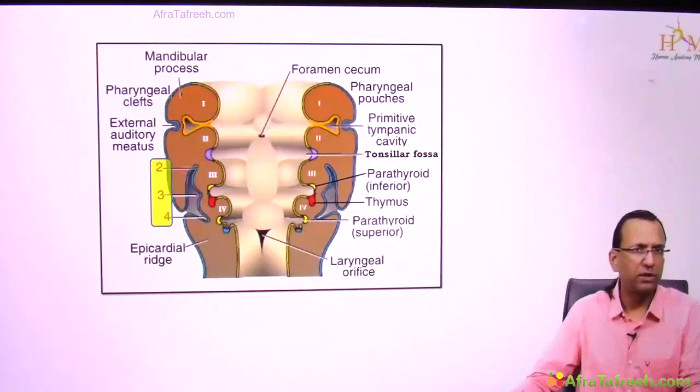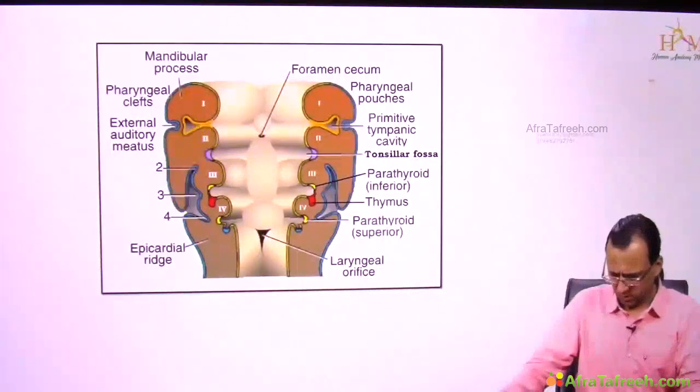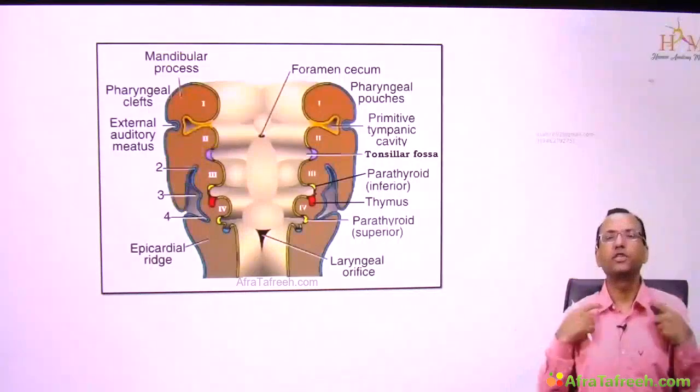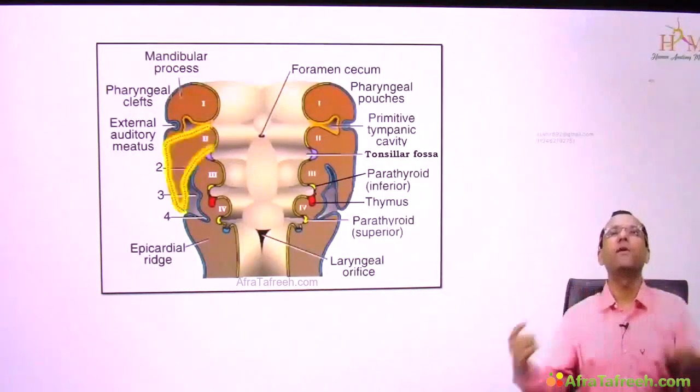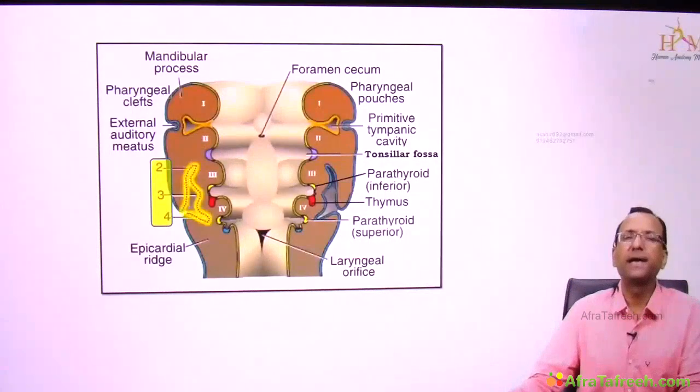Because the mesoderm of the second arch will cover them. You're telling me the mesoderm of the second arch will cover clefts number 2, 3, 4? Yes, and clefts 2, 3, 4 will be obliterated. They'll form a cervical sinus.